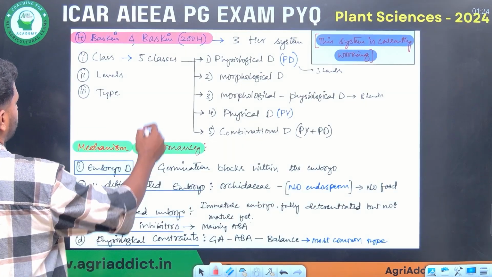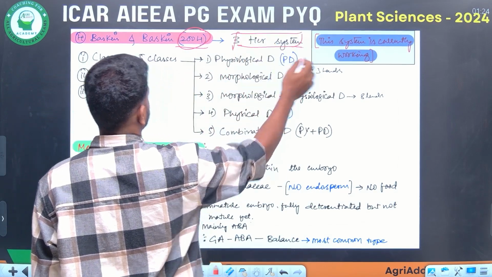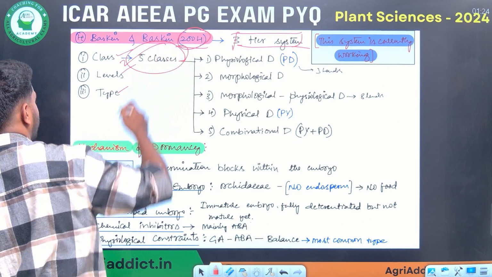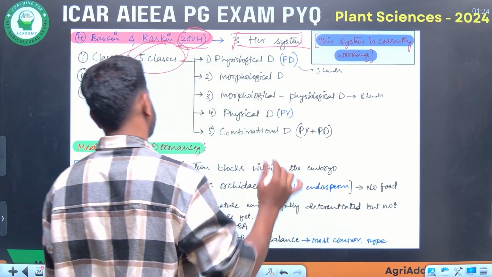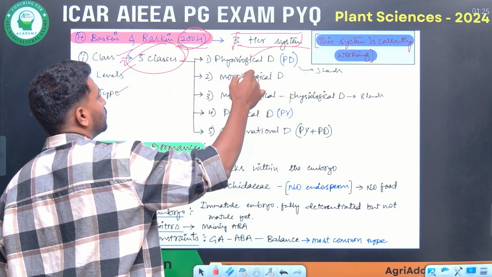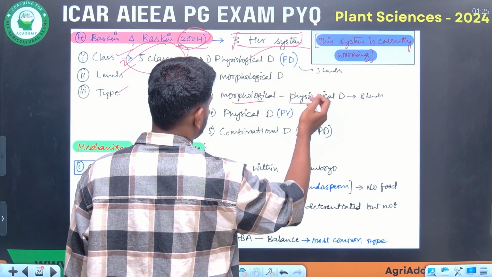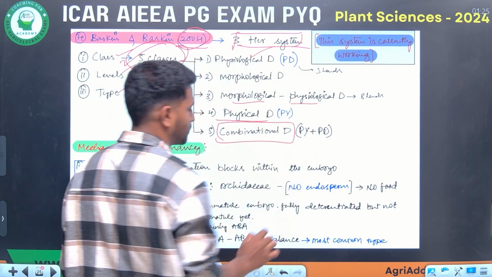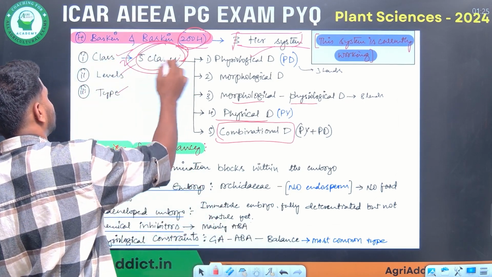For example, in 2004 it was made into a 3-tiered system, which consists of class, levels, and types. And just try to know the 5 different classes of the dormancy classification. That would be more than sufficient. So if I have to talk about it, it's physiological dormancy, morphological dormancy, morphophysiological dormancy, physical dormancy, and the last one is combinational dormancy. So these are the 5 different classes.